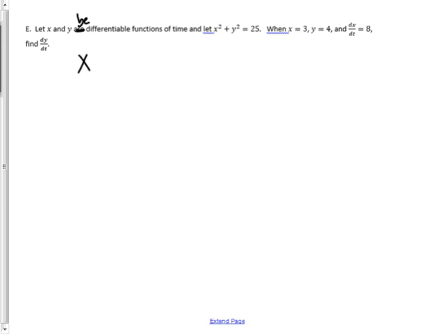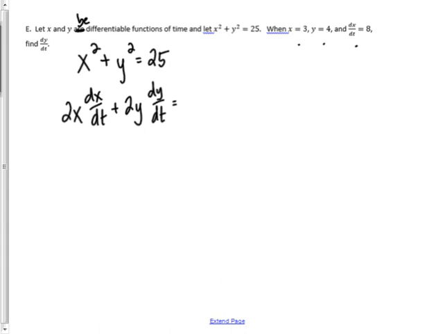All right, so start with that equation that they gave us. And you're going to take the derivative implicitly. And so every time you take a derivative of x, you follow it with dx dt, and every time you take a derivative of y, you follow it with dy dt. And then we're going to plug in these quantities that we know over here. All right, so if I take the derivative of x squared, I get 2x dx dt, and the derivative of y squared would be 2y dy dt, and the derivative of 25 would be 0.